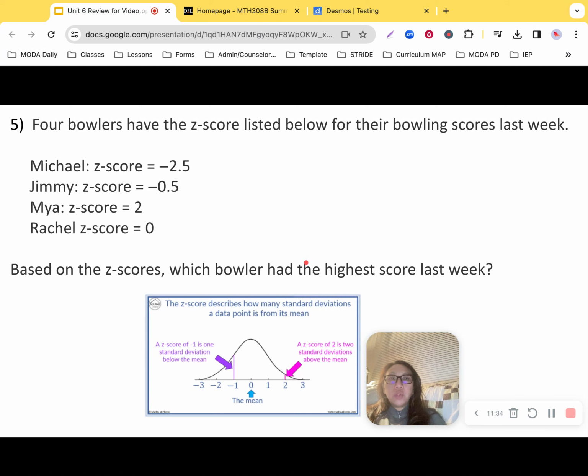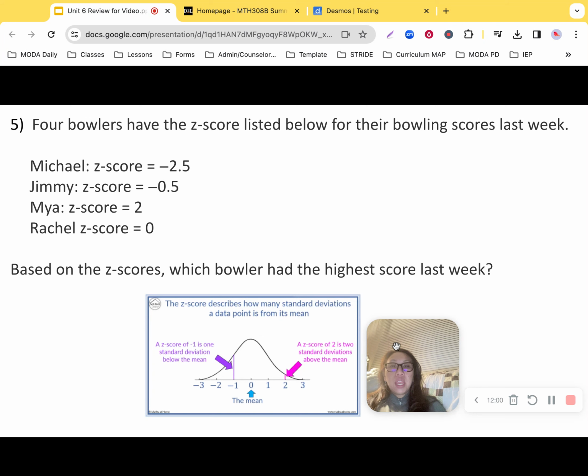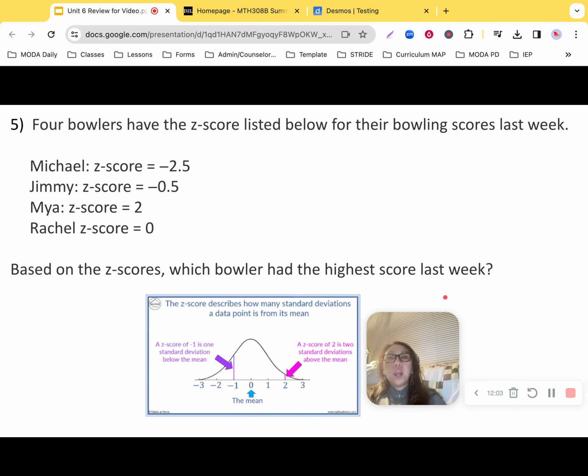Now, if you notice, we are not given any information about their raw scores or even their mean or the standard deviation in the problem. So there's no way we can change the z-scores into raw scores. But if we understand what a z-score is, we can actually use the normal distribution, which is shown below, to figure out which bowler had the highest score last week. Now remember, the z-score just describes how many standard deviations a data point is from its mean.